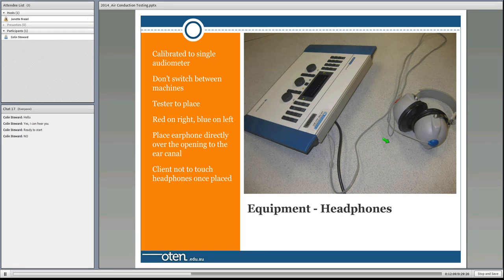As a tester, you place the headphones, the client does not, and the red one goes on the right ear, the blue one on the left ear. You've got to make sure that you're placing the earphone directly over the opening to the ear canal. And once you've placed them and the client's comfortable, the client's not to touch them, because we don't want them moving them around, because that could affect the seal of the cushions. Okay, fairly straightforward.